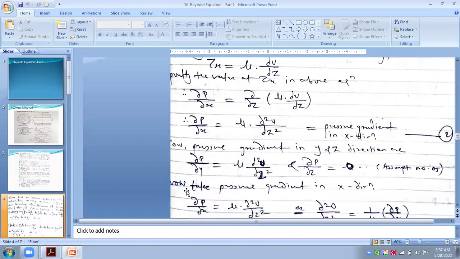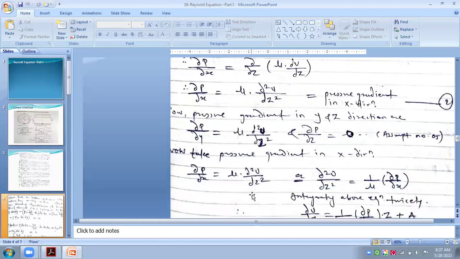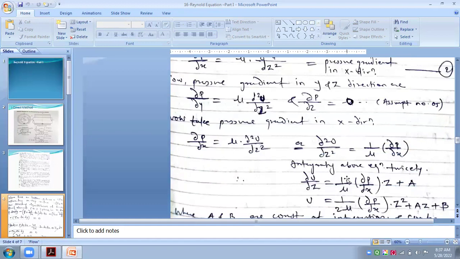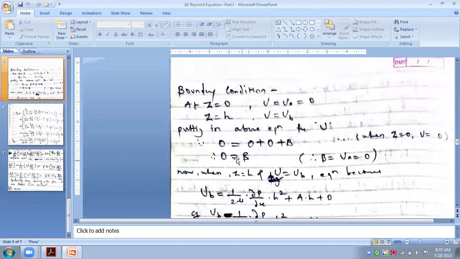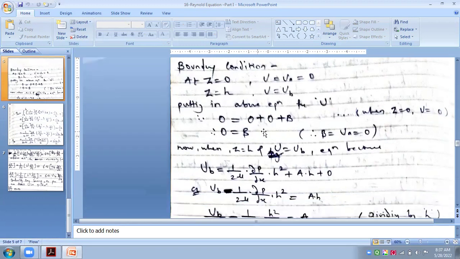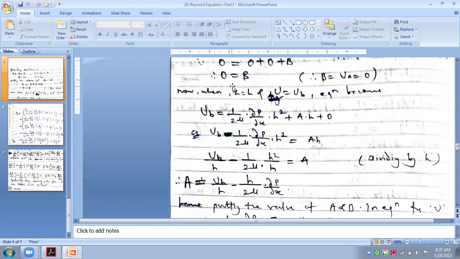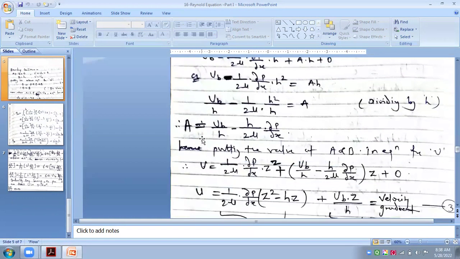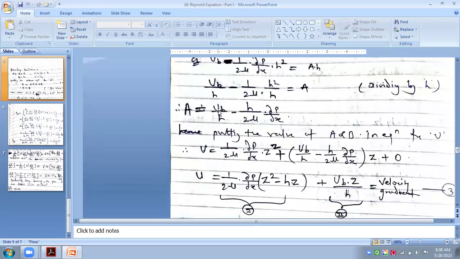Similarly, we take this pressure gradient in the x direction. By integrating the above pressure gradient, after integrating we have to apply the boundary conditions. At z equal to 0, the velocity must be 0, and at z equal to h, the film thickness, there is some velocity UB. Putting all this in our equations, when z is equal to h, u is equal to UB, the equation becomes UB equals 1 upon 2 mu del P by del x into h square plus A into h plus 0. After analyzing, we get A equal to UB by h minus h by 2 mu into del P by del x.